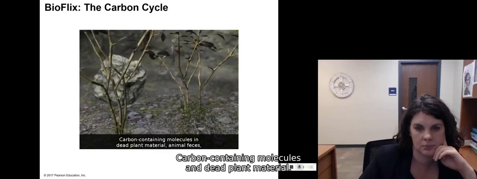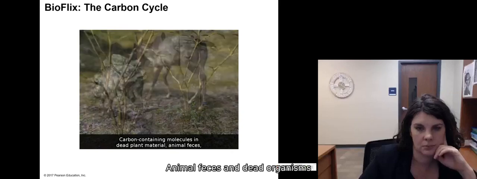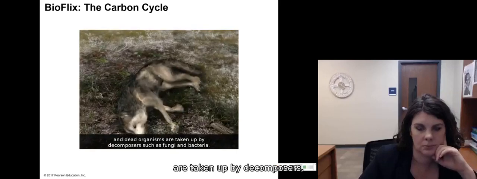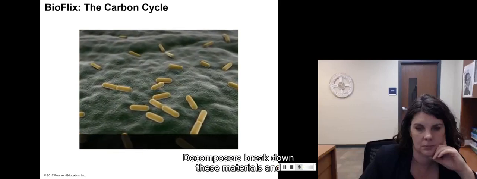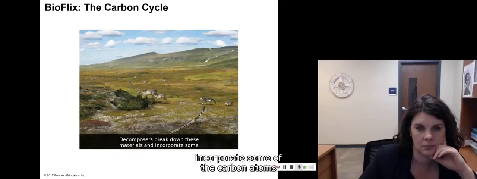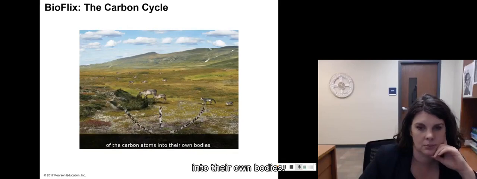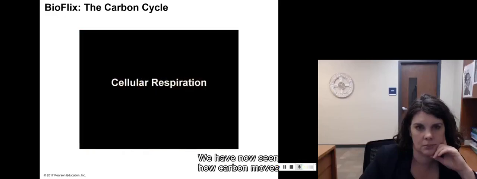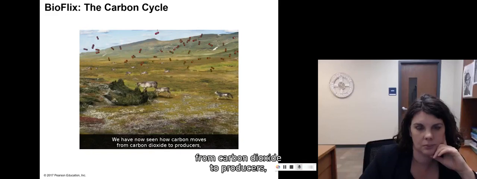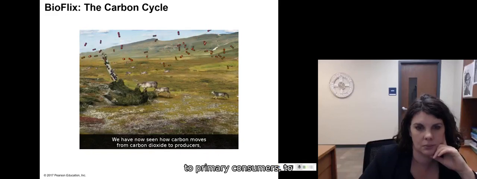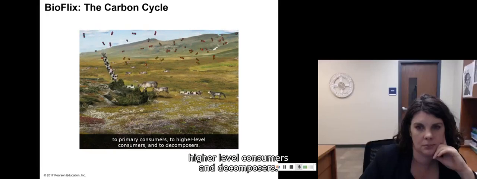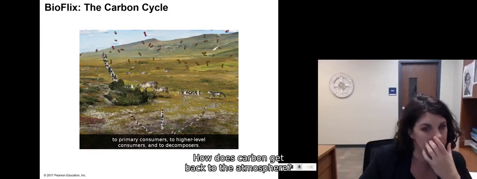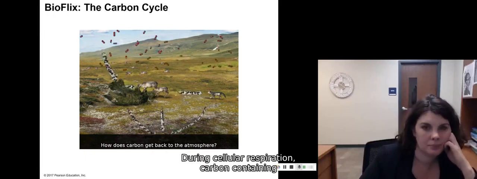Carbon-containing molecules in dead plant material, animal feces, and dead organisms are taken up by decomposers, such as fungi and bacteria. Decomposers break down these materials and incorporate some of the carbon atoms into their own bodies. We have now seen how carbon moves from carbon dioxide to producers, to primary consumers, to higher level consumers, and to decomposers. How does carbon get back to the atmosphere?